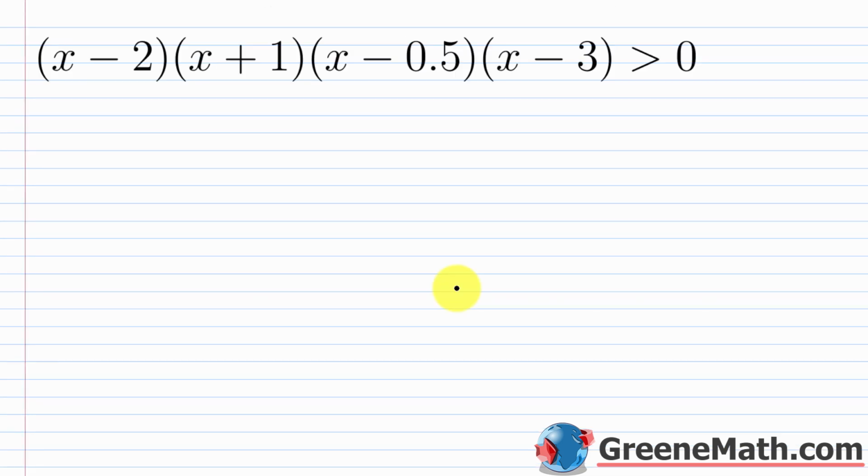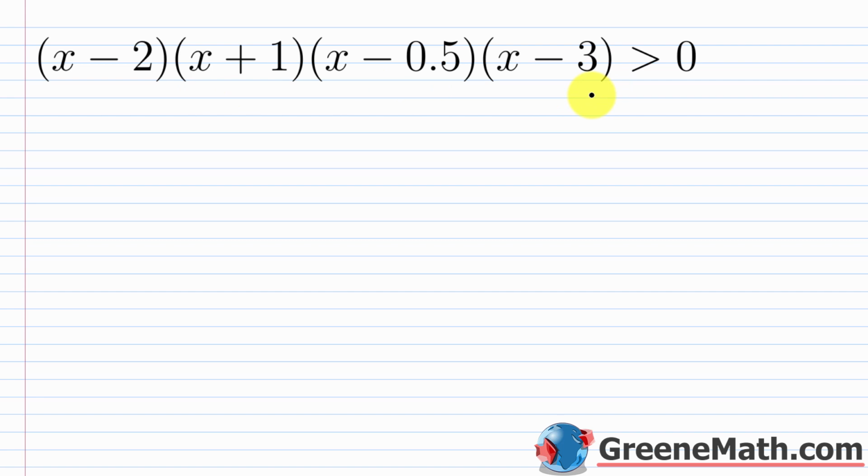All right, let's take a look at the first problem. So we're going to see that we have x minus 2, that quantity, times the quantity x plus 1, times the quantity x minus 0.5, times the quantity x minus 3. This is greater than 0. So this right here, again, is the polynomial function that you're working with. And I'm giving you everything in factored form because it just makes it a little bit quicker.